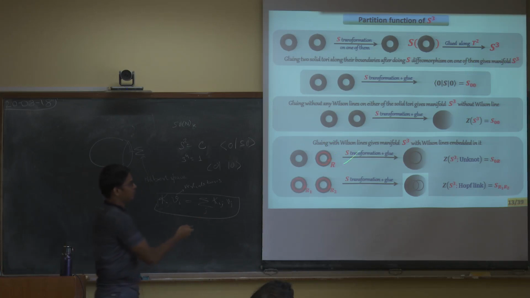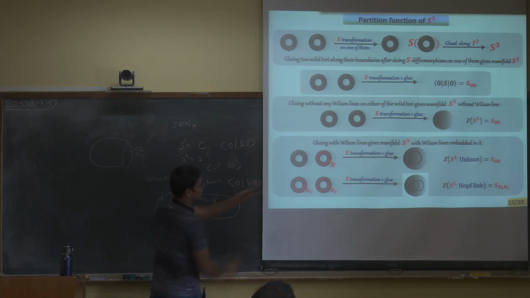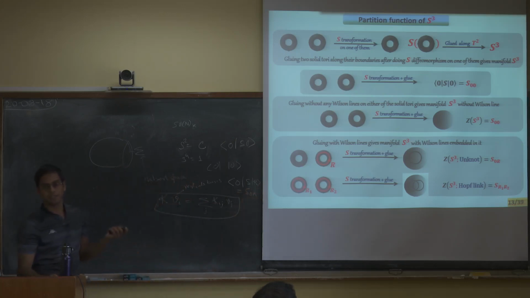Now, instead of just taking two solid tori, we can put a Wilson line in one of the solid tori in representation R. When we do the S transformation and glue, this Wilson line will become the A cycle, which is simply a circle, and we'll get the manifold S3 with a circle, or what we call a knot, embedded in it. This will be S acting on the representation R, which will be the S0R element of the S matrix.